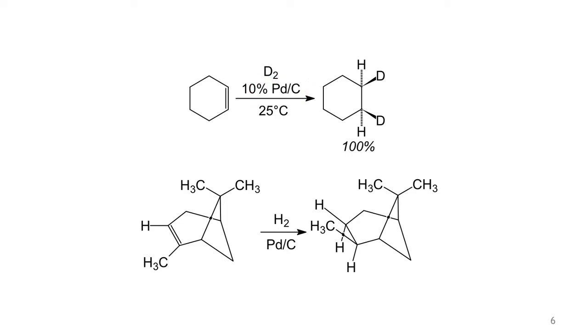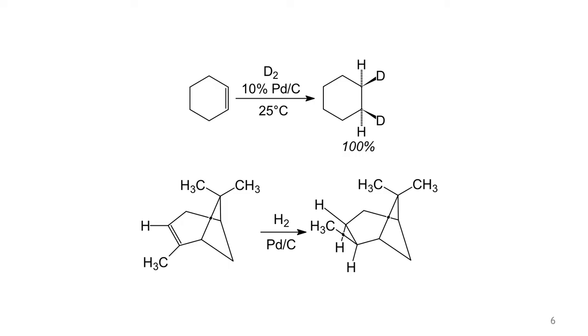In this case, because we're using D2, we can spectroscopically determine the stereochemistry of the product, and it's found that 100% of the product has those deuteriums having the cis arrangement on the ring. So that again tells us that we're getting syn addition across that double bond.